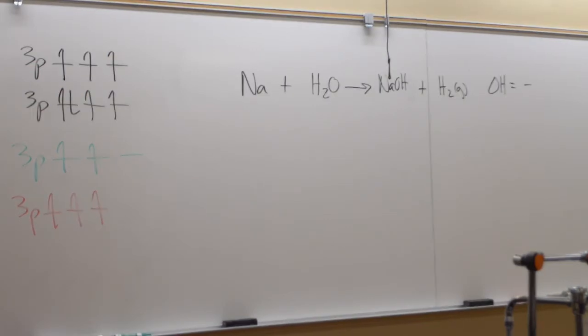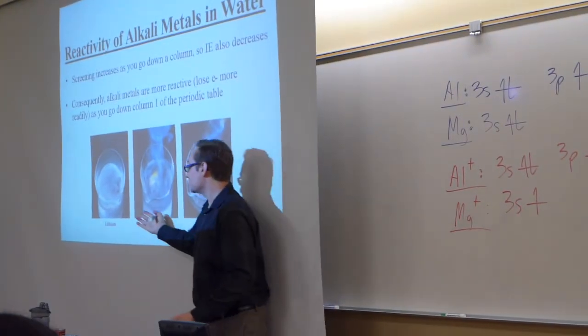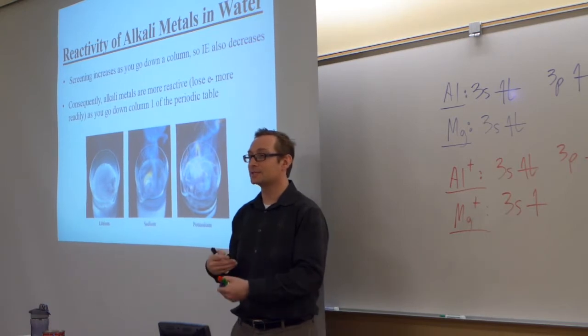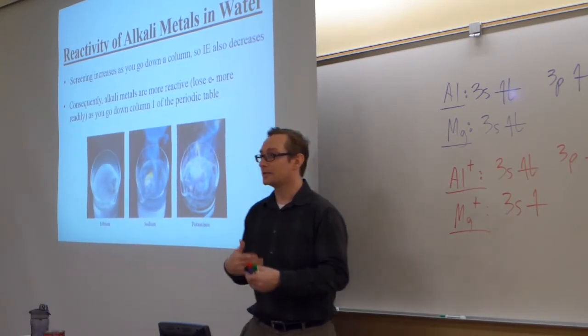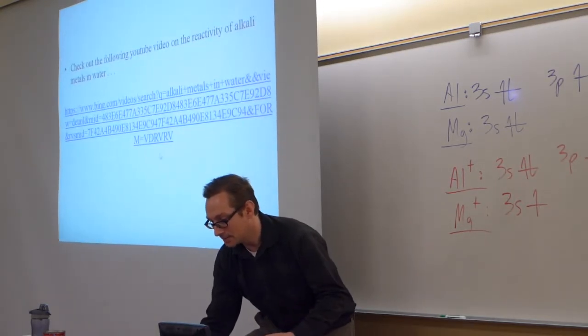Why does potassium react more violently than sodium? It's just the valence electrons of potassium are shielded more, and so they're easier to remove. All right. So as you go down a column for the alkali metals, the reactivity increases. Okay, and it's all explained by Coulomb's law and the quantum model. Check out this video.